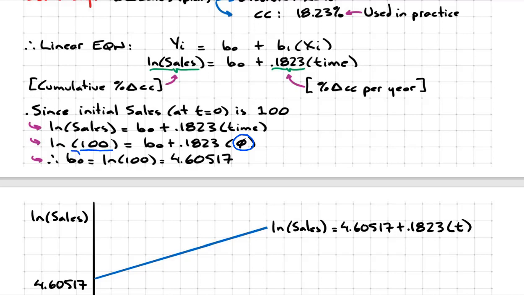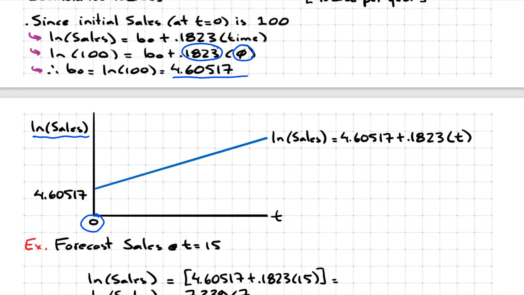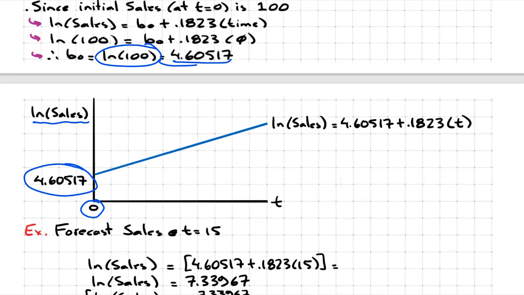So then what we do is we just solve for B0, because we've got everything else. We've got the B1, we've got the ln of sales at t equals 0. Therefore B0 is equal to 4.60517. And there it is. So at time equals 0, rather than plotting sales, I'm plotting the logarithm of sales. You could see what I did here, right? We took that ln of 100 and converted it to 4.60517. That's exactly what we got there.